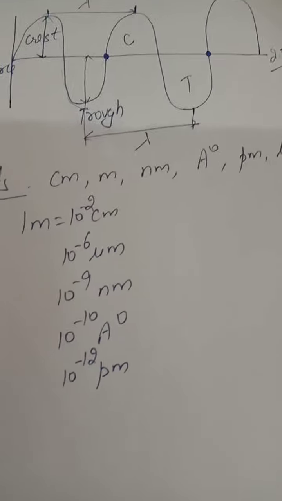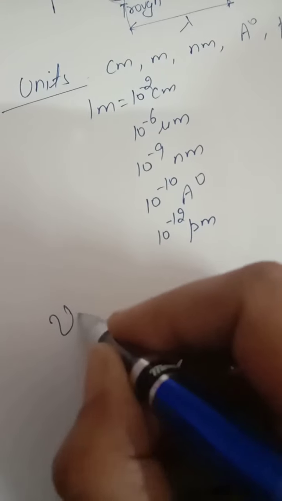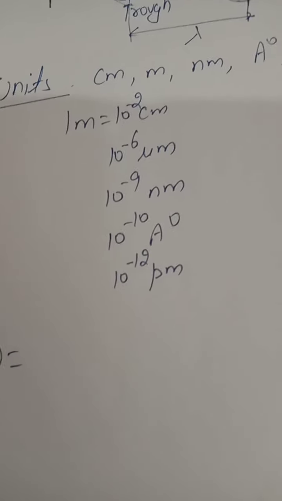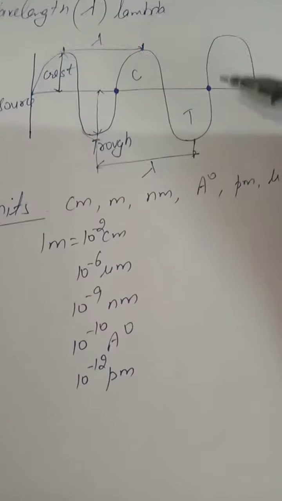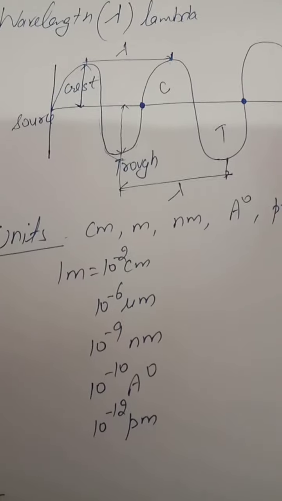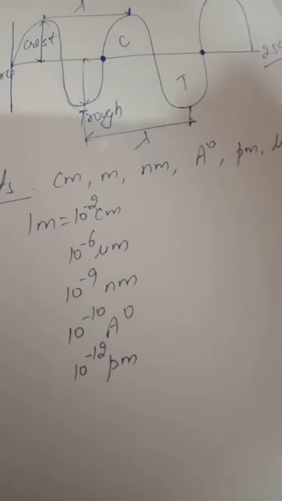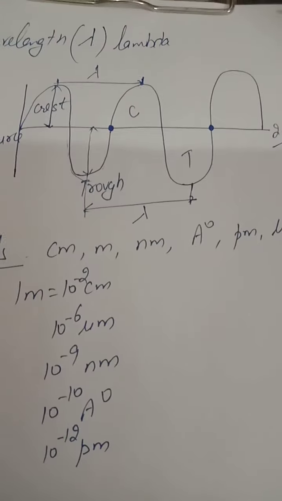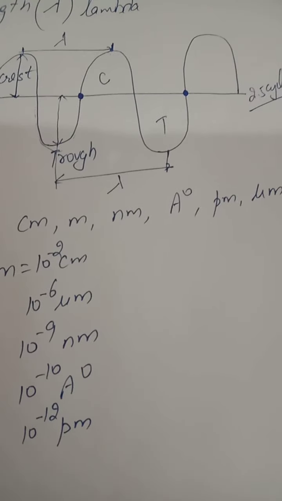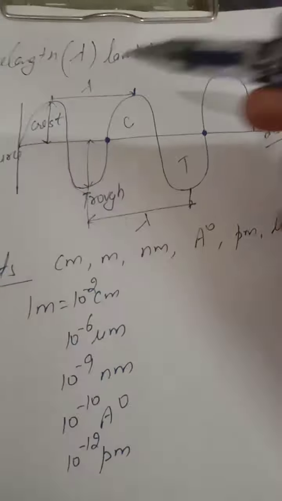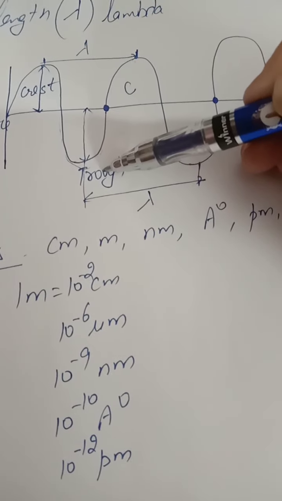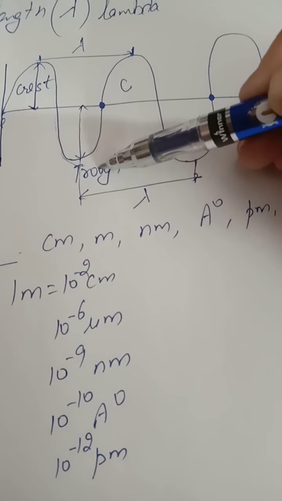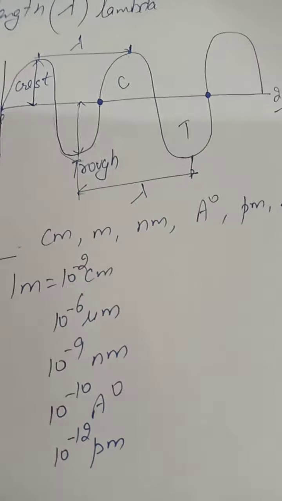Or otherwise, what do you mean by frequency? That is nu. What is frequency? One complete wave, how many cycles it completes per second, is called its frequency. That is, how many cycles of the wave are formed in one second, that is called its frequency. And this height of crest and trough is called amplitude, which is designated by A.